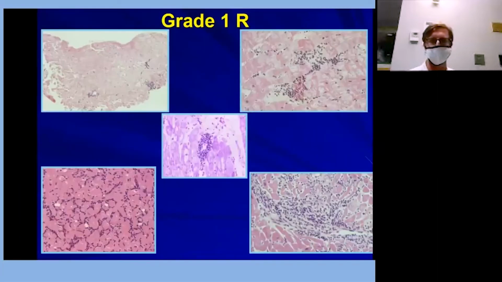So this is an example of 1R. You can see in the top left, I don't know if my pointer shows there, but you can see just some mild infiltrate here, that in higher power. So you just see it in one part of the biopsy here.